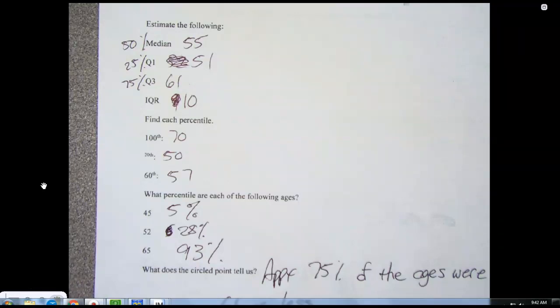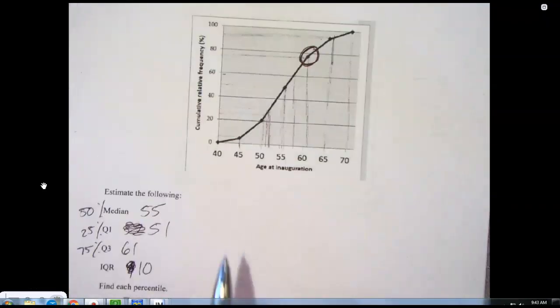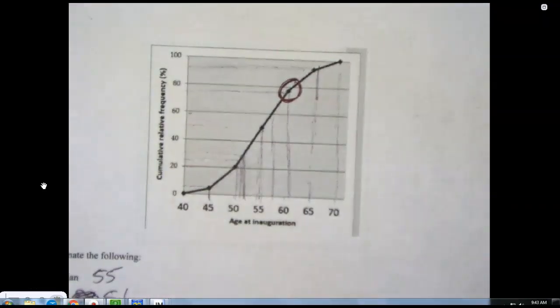Wait, how did you get the 51 and 61? So Q1 is 25%, right? So I was like, okay, that's 30. That's 25. So somewhere like that is 51. I mean, if you put 50, I'm okay. There's certainly a margin of error. Does that help? Can we do 75 too? Any other questions?